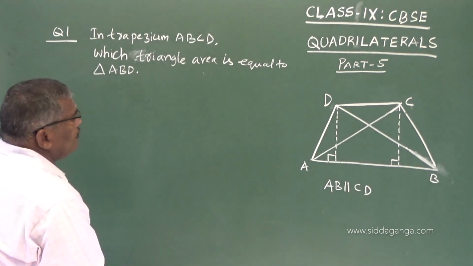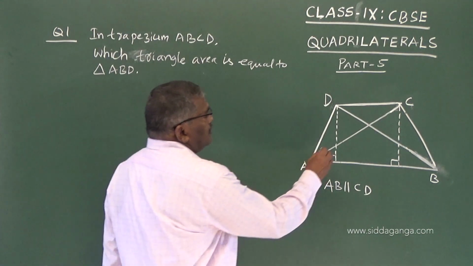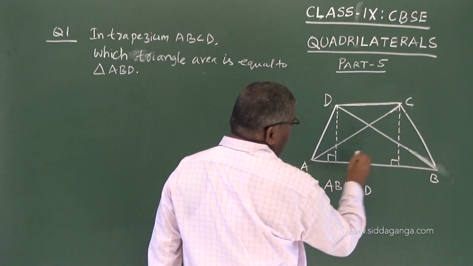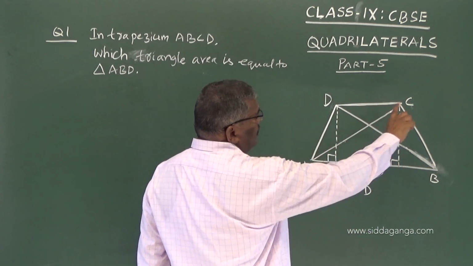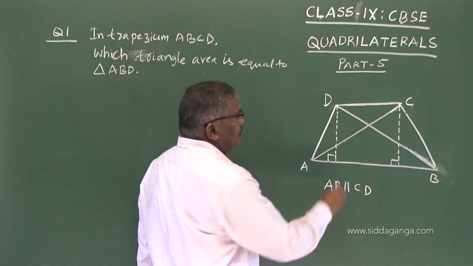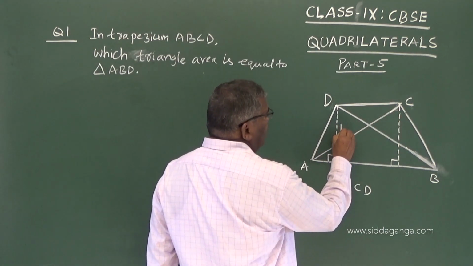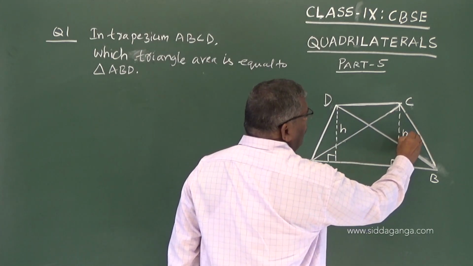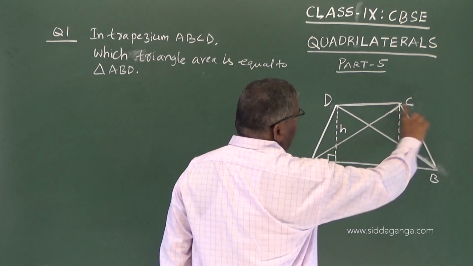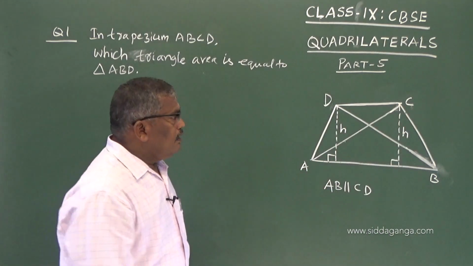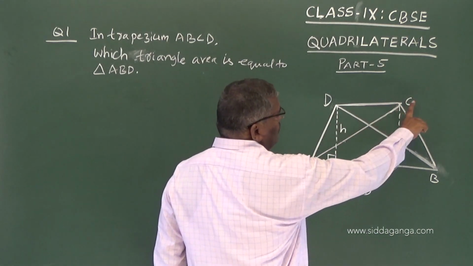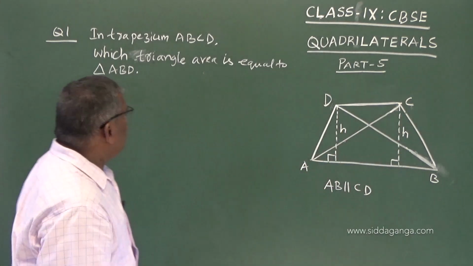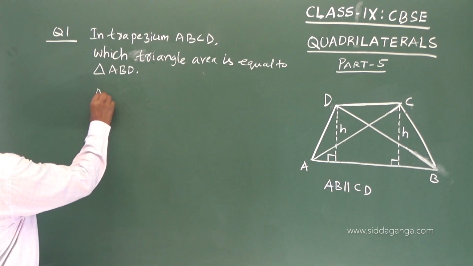Now from the figure, the perpendicular distance between the two parallel lines in a trapezium is called the height of the trapezium, and this is also height. Because AB and CD are parallel, the height at any point between those two lines will always be equal. Now answer.